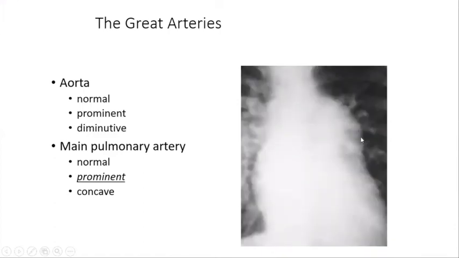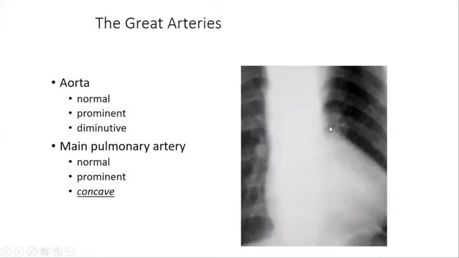Now the main pulmonary artery. We can see the pulmonary artery obscuring the aortopulmonary window. Look on the left side, how prominent the left pulmonary artery is. Now concave: in case there is concavity of the aortopulmonary window, the pulmonary artery is barely perceptible.